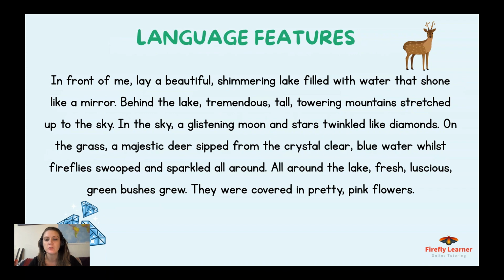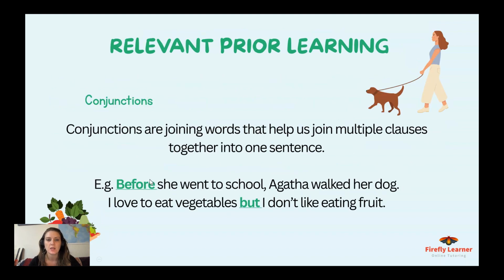Adjectives, we've got beautiful, shimmering, tremendous, tall, towering. There's alliteration there as well, because all those words begin with the same sound. Majestic deer, crystal clear blue, describing the water. Fresh, luscious green, adjectives describing the bushes. Pretty pink, describing the flowers. So lots of adjectives and a few adverbial phrases.